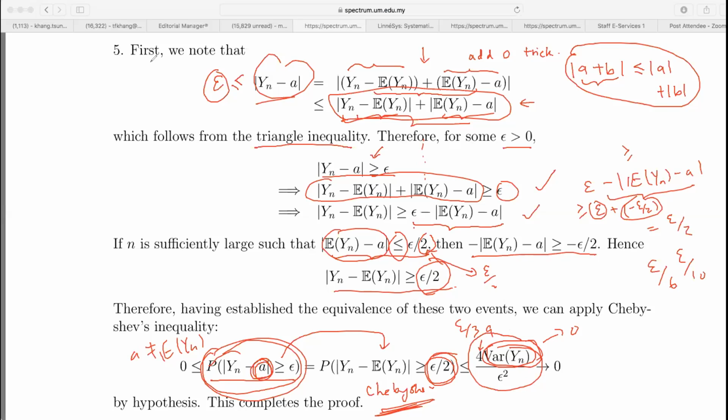This result is useful. You can later use this theorem to, for example, show convergence. Show that Yn minus something a converges in probability to, sorry, you say Yn converges in probability to, let's say, mu.